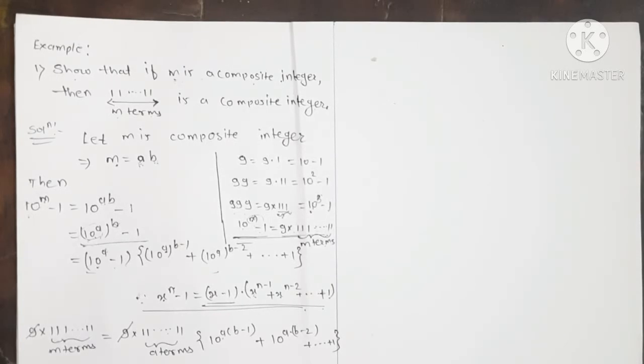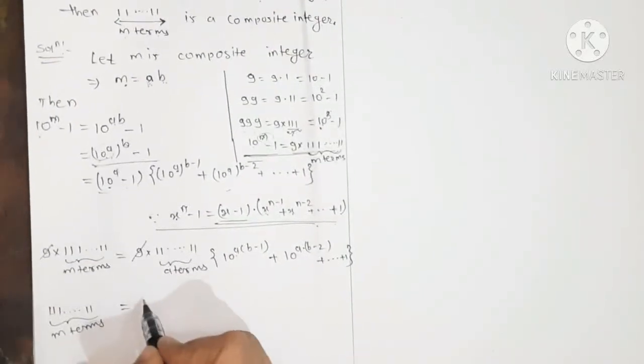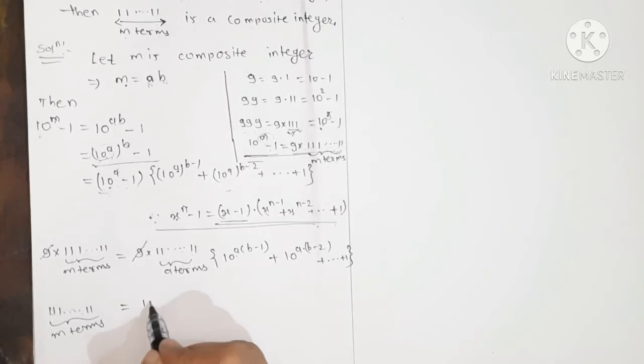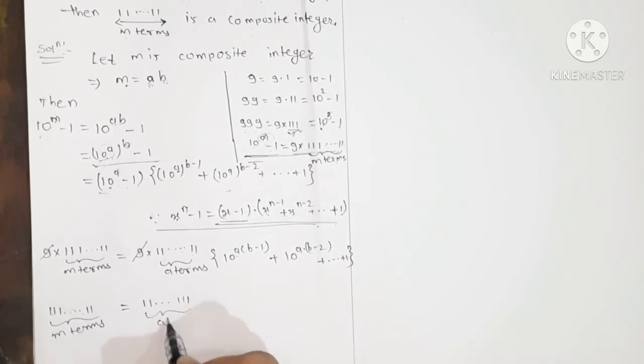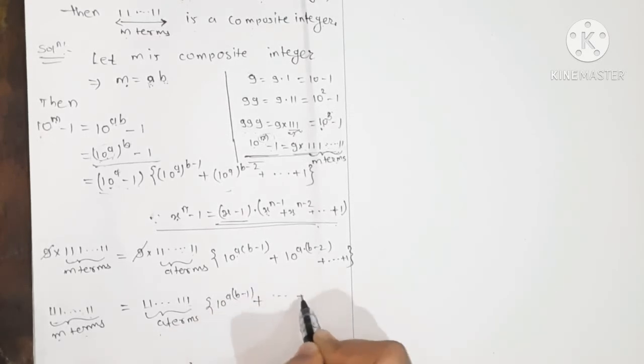All this 1 are m terms, that is equals to, now this again 9 get cancelled, so this 1 1 are all a terms, that is the number of 1 in this term is a and the number of 1 here is m. In bracket 10 to the power ab minus 1 plus and so on plus 1.